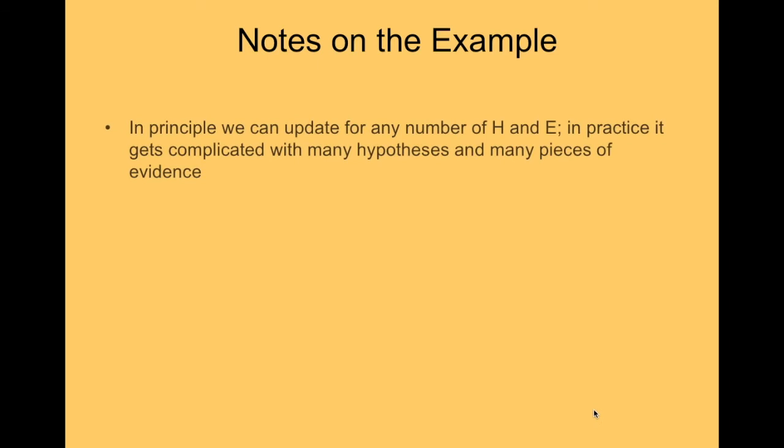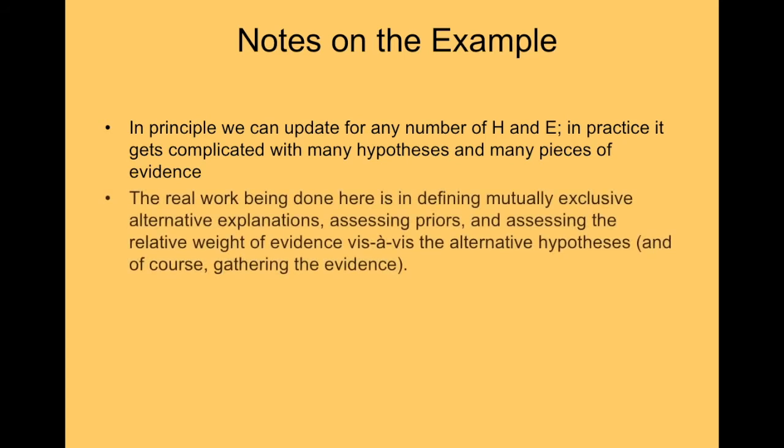Okay, so remember that I just did this for 2 hypotheses. We could do it for any number of hypotheses. I did it just for 2 pieces of evidence to keep it simple. We could do it for any number of pieces of evidence. It just gets to be a lot more work when we have lots of hypotheses and lots of pieces of evidence, but that's okay. You can do the work, right? It's not that difficult to do.